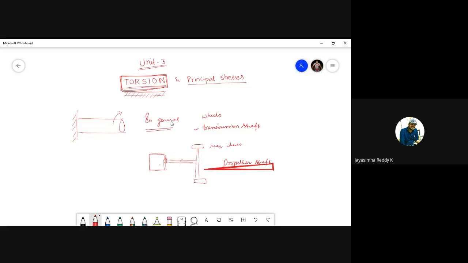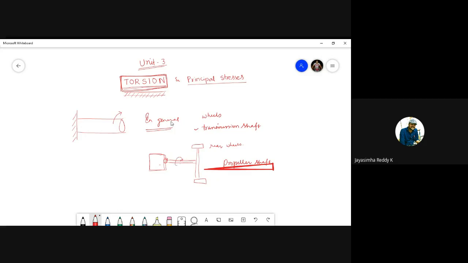So the mechanical energy that is produced at the engine is being transmitted to the rear wheels here. Is it clear? So this shaft will always be rotating.